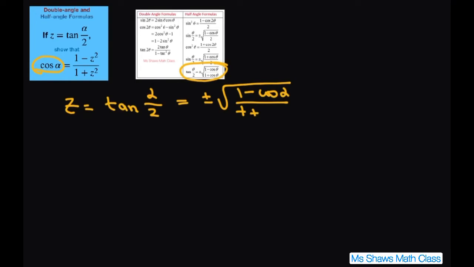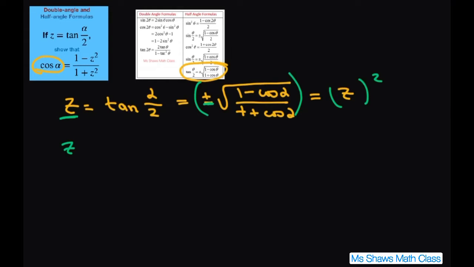So basically we have z equals tan of alpha divided by 2. And so using this formula, that means we have plus or minus the square root of (1 minus cosine of alpha) divided by (1 plus cosine of alpha). And again, this equals z. So I'm just bringing this z over on this side. Now what I want to do is square both sides. That's going to get rid of this negative there.